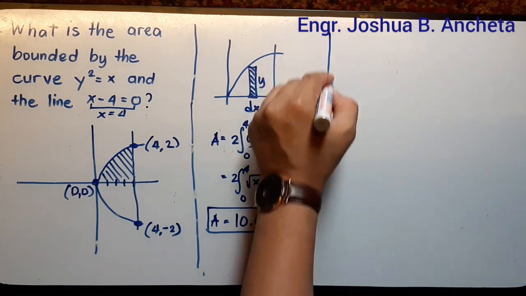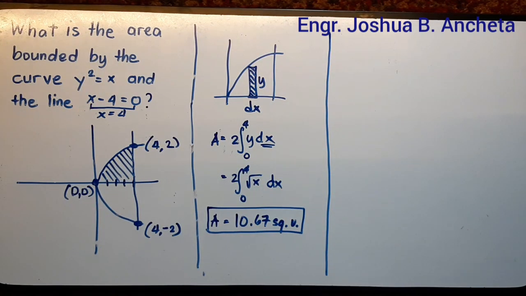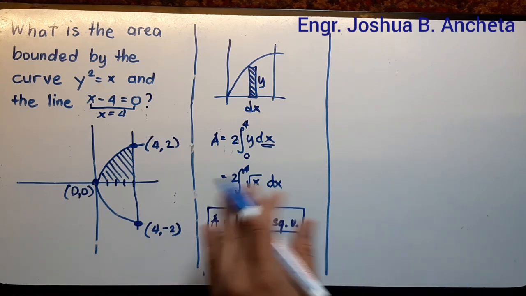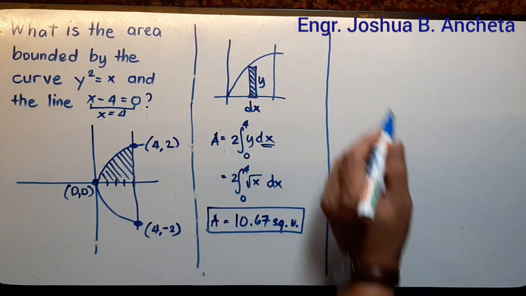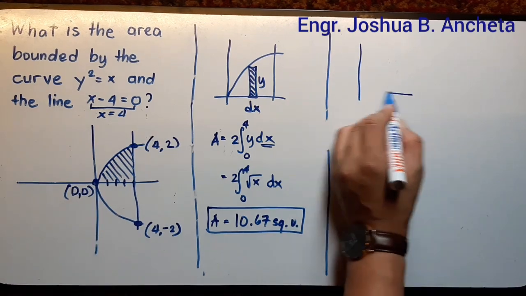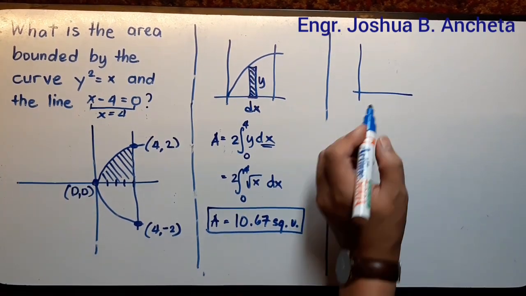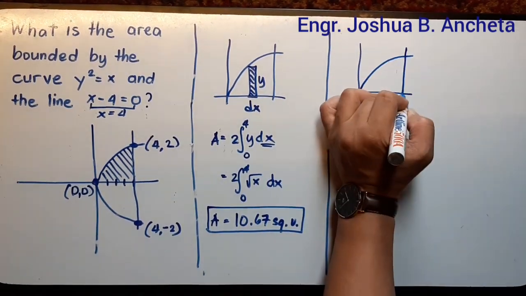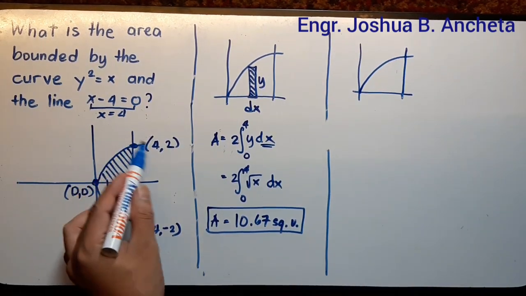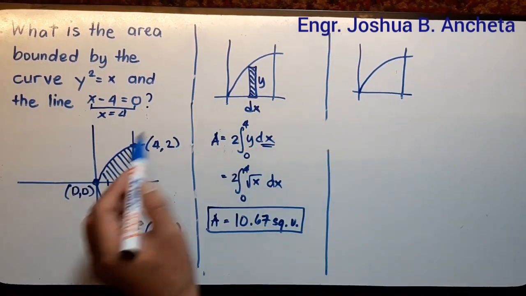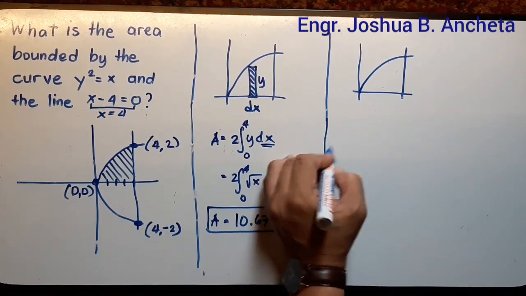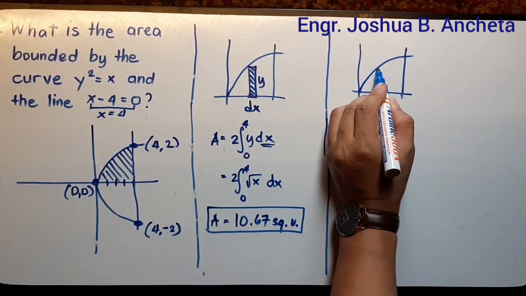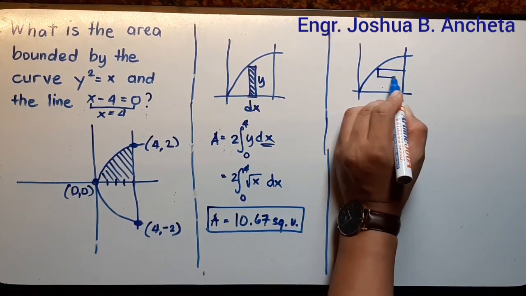Let us now use horizontal strip to compare the two solutions. Of course, it should give the same answer. Okay? So, upper portion, isolate the upper portion. This is our drawing. Let us now use horizontal strip.